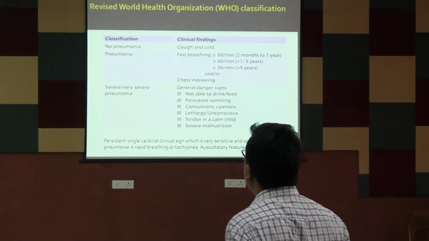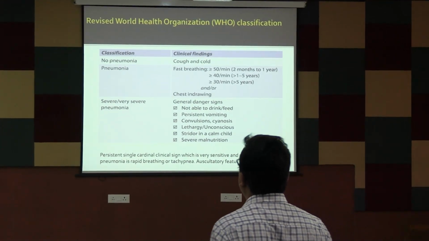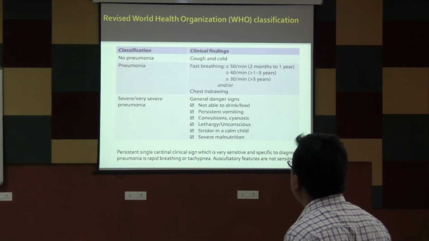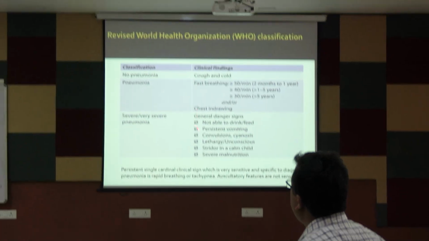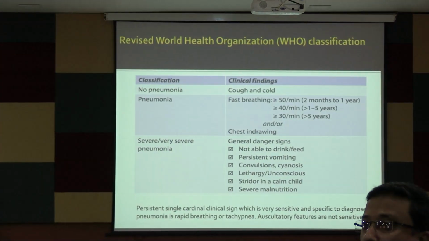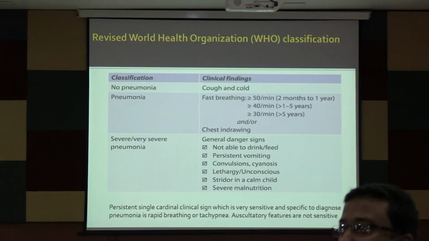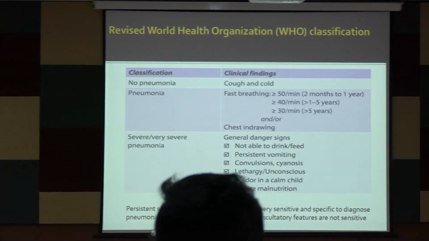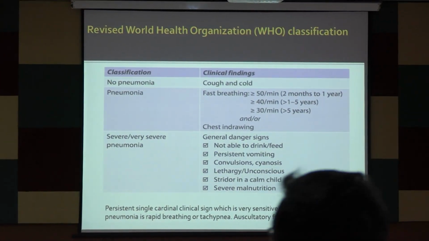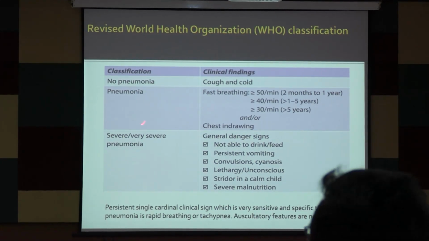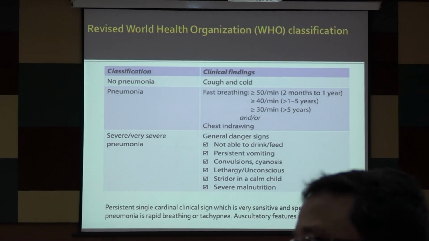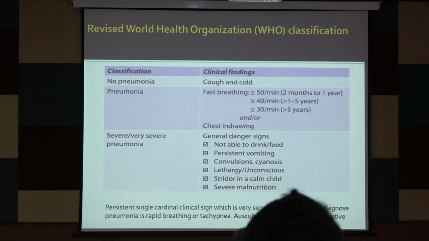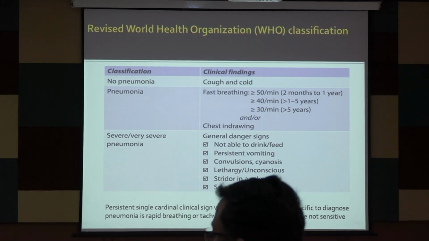So this is the WHO revised classification of pneumonia. Very important chart. According to their symptoms and signs, they are classified as no pneumonia, pneumonia, severe pneumonia, very severe pneumonia. Okay, what is no pneumonia? There is only cough and cold. There is no fever, no fast breathing or chest indrawing. What is pneumonia? When there is fast breathing. What is fast breathing? Yes, tachypnea, but there is a cutoff respiratory rate.